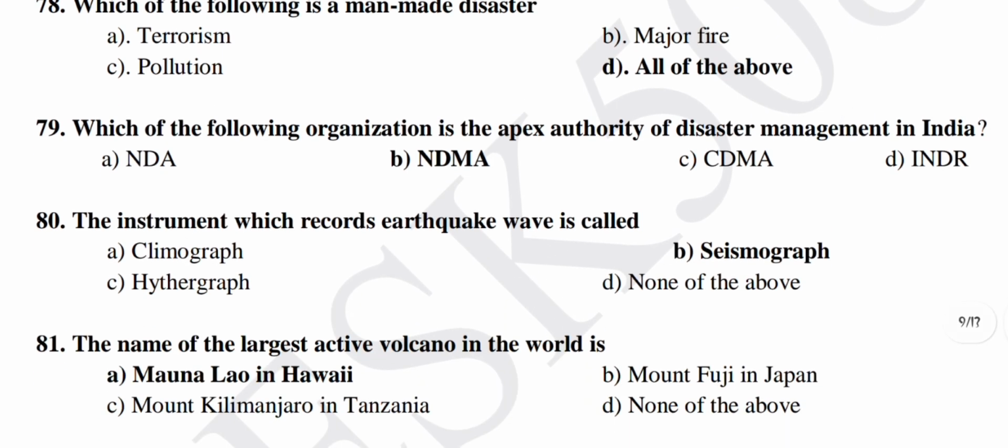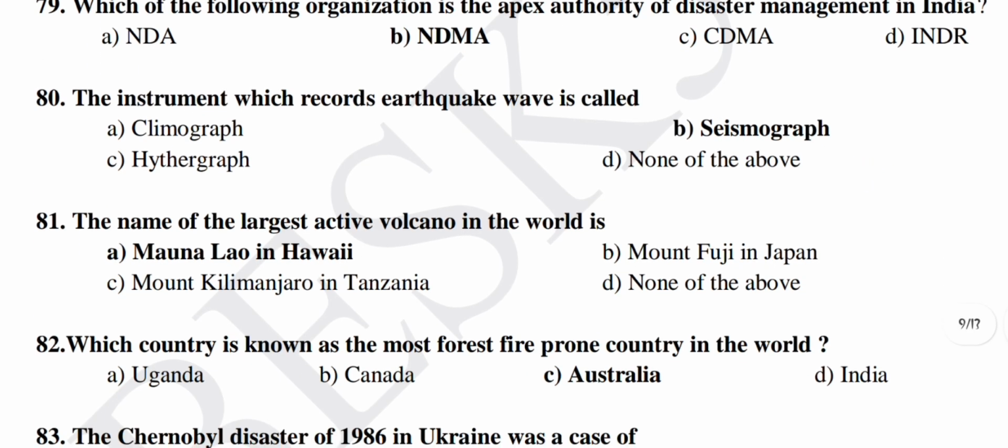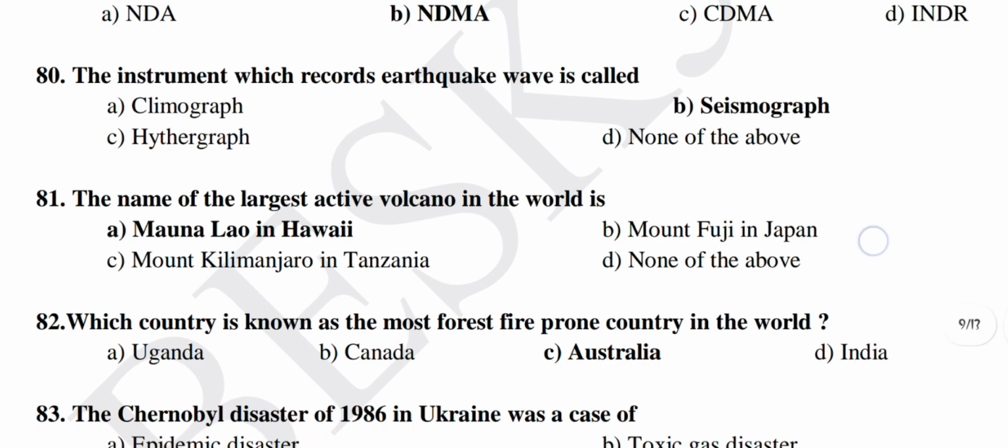79. Which of the following organisations is the apex authority of disaster management in India? Option B, NDMA. 80. The instrument which records earthquake waves is called Option B, seismograph. 81. The name of the largest active volcano in the world? Option A, Mauna Loa in Hawaii.